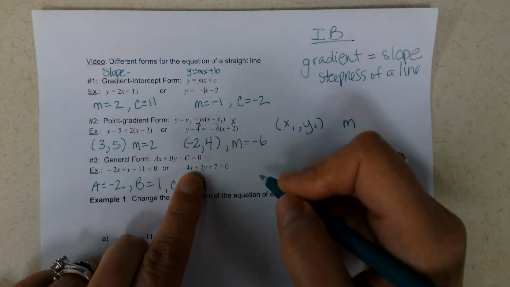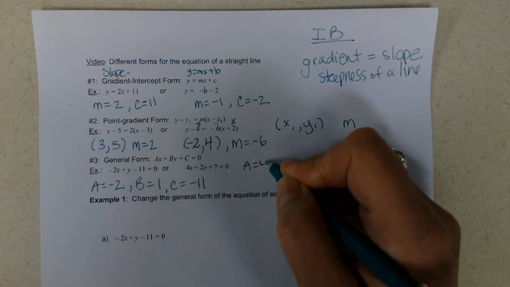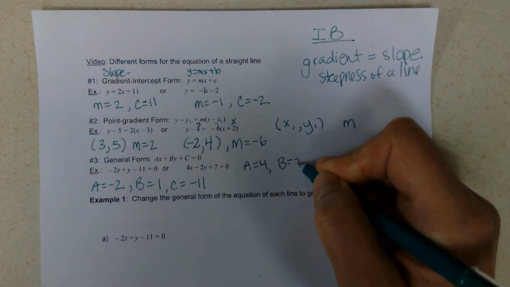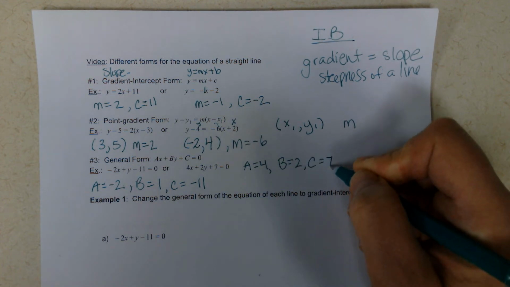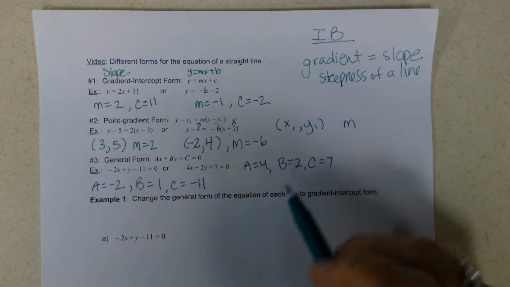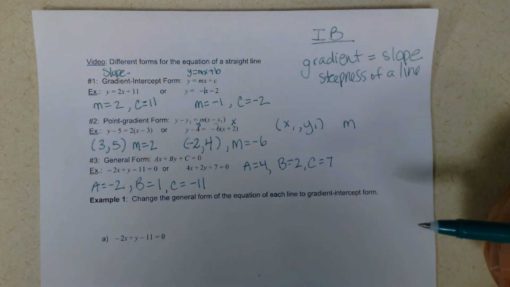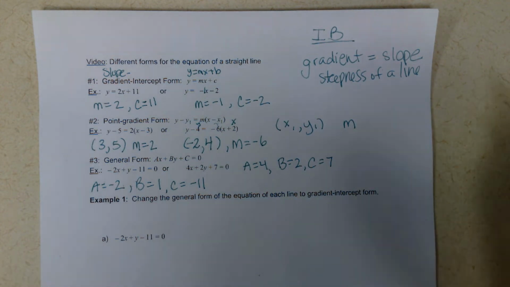This one, we have 4x plus 2y plus 7 equals 0. So what does A equal? You're right, 4. What does B equal? 2. And what does C equal? 7. Does this tell us much about the equation? No, but it does help us to be able to do other things if you know A, B, and C, and we'll see that down the road as well.